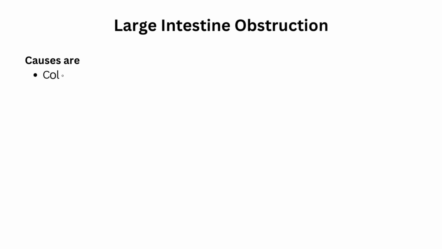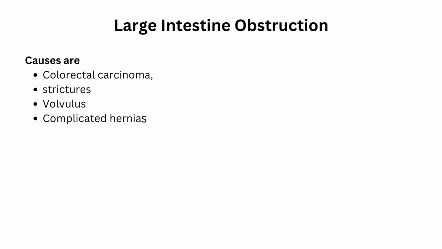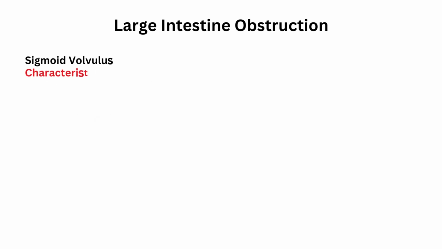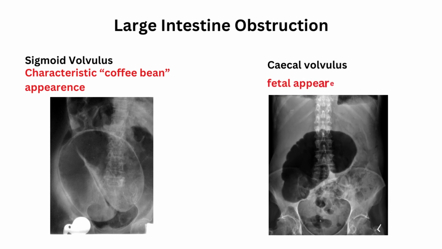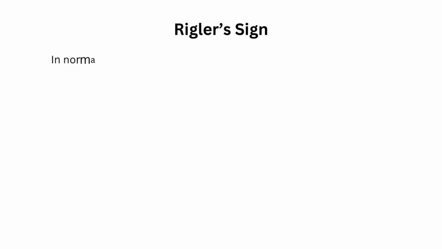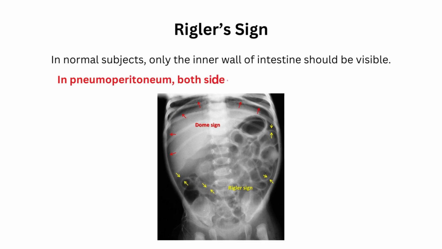The most common causes of large intestinal obstruction are colorectal carcinomas, strictures, volvulus, and complicated hernias. In sigmoid volvulus, you can see the characteristic coffee bean appearance, and in cecal volvulus, it shows a fetal appearance. In normal abdominal X-ray, only the inner wall of intestine should be visible, and in pneumoperitoneum both sides of the bowel wall can be seen, and this is called Rigler's sign.